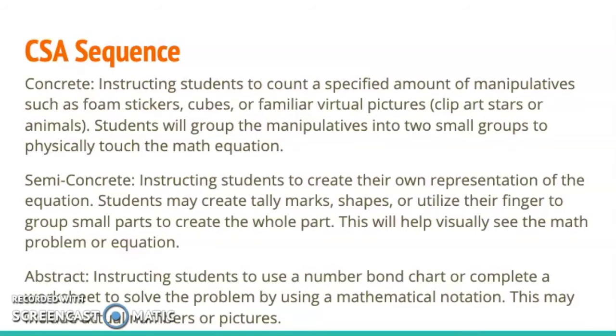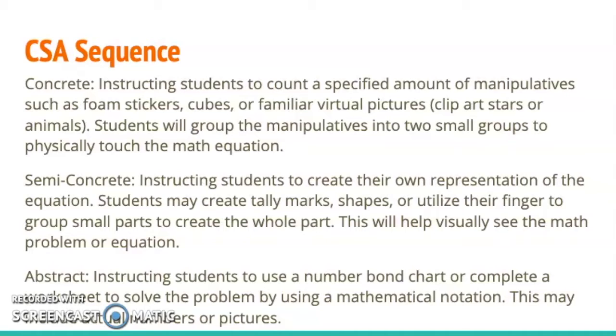Looking at the concrete, semi-concrete, and abstract sequencing for number bonds, for concrete, teachers can instruct students to count up a specified amount of manipulatives, such as foam stickers, cubes, or familiar visual pictures. We have an example of clip art stars or animals, but teachers can use anything with the students. Students will group together the manipulatives into two small groups so they can physically touch and manipulate the math equation.